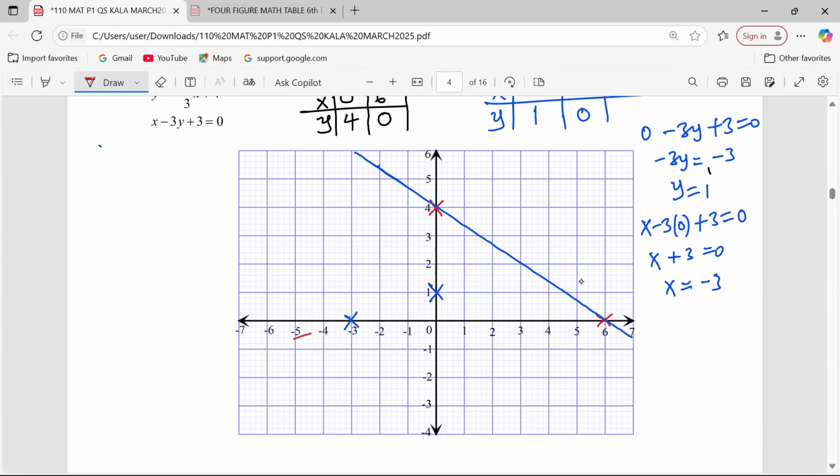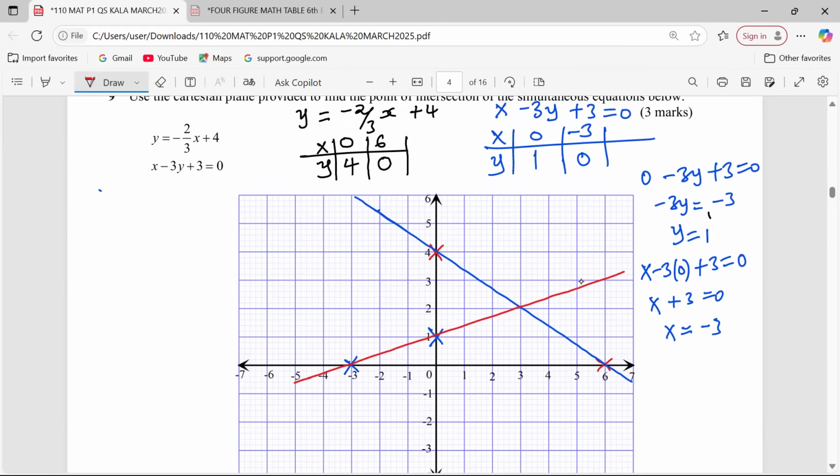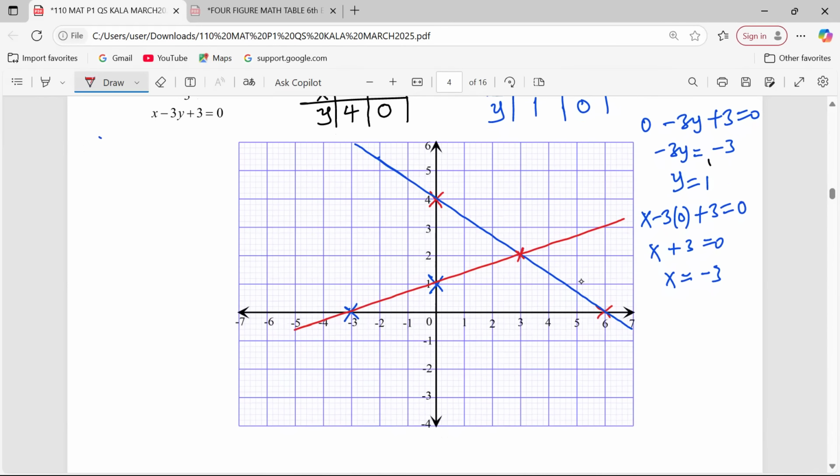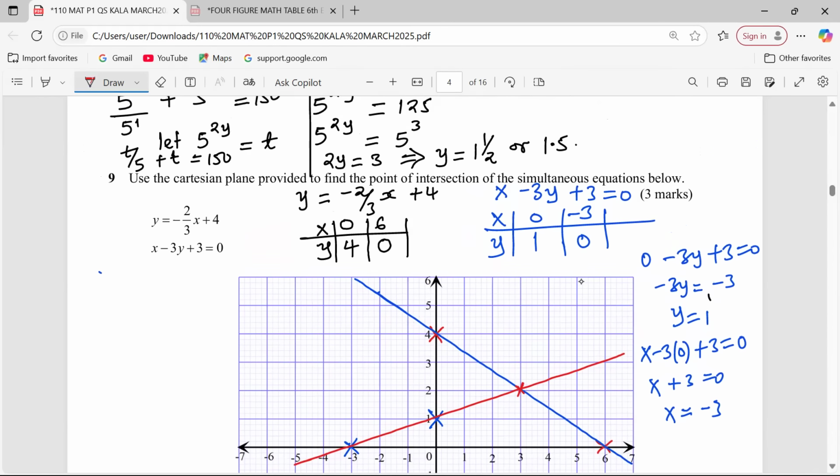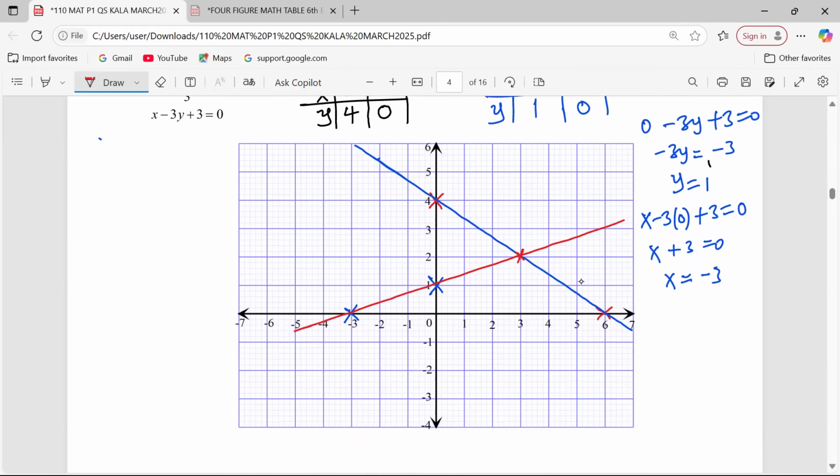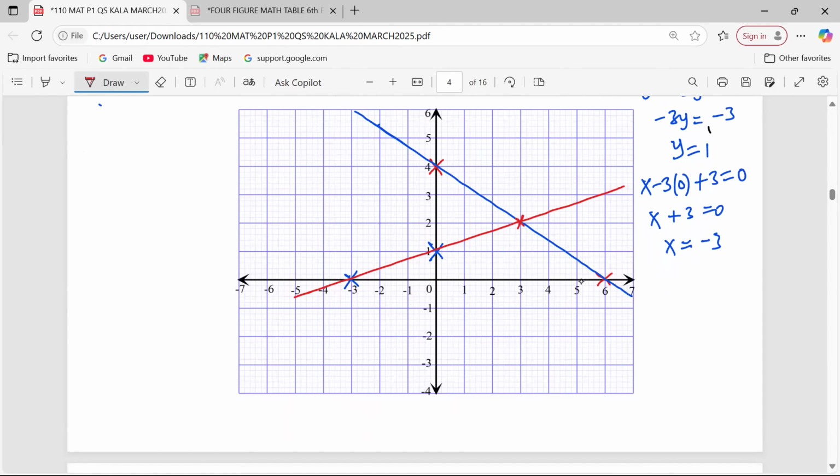So now we can plot the line. The second line is now plotted. After that, ladies and gentlemen, you can discover that there is a point of intersection here. What we were finding is the point of intersection for the equations below. So the point of intersection is going to be 3, 2.